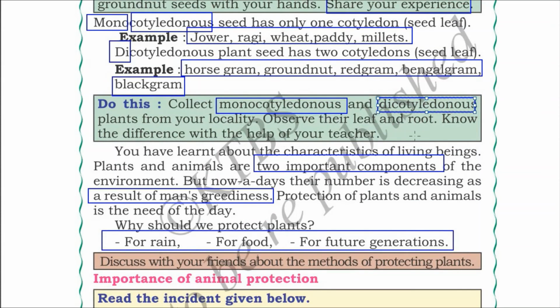So you have learnt about the characteristics of living beings. Plants and animals are two important components of the environment, but nowadays their number is decreasing as a result of humans' greediness. Protection of plants and animals is the need of the day. Why should we protect plants? For rain, for food and for future generations. So here are the reasons for which we should protect our environment.